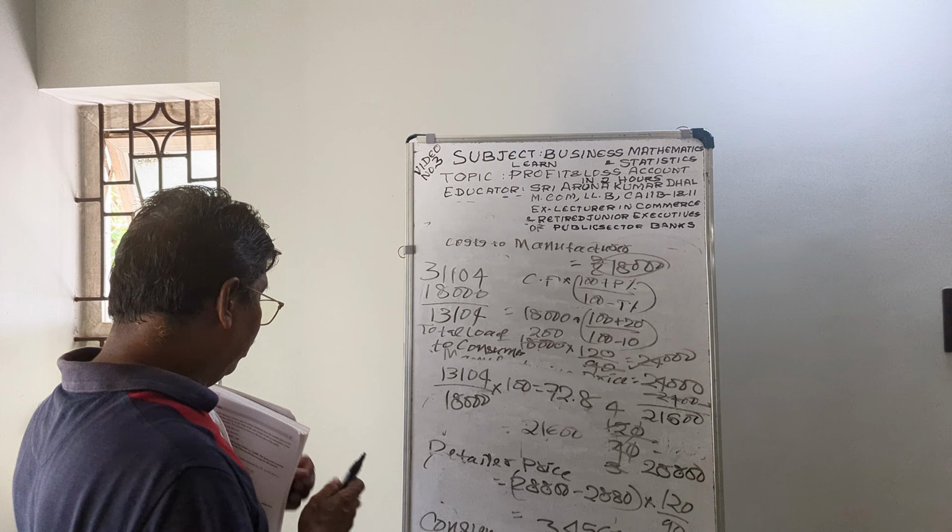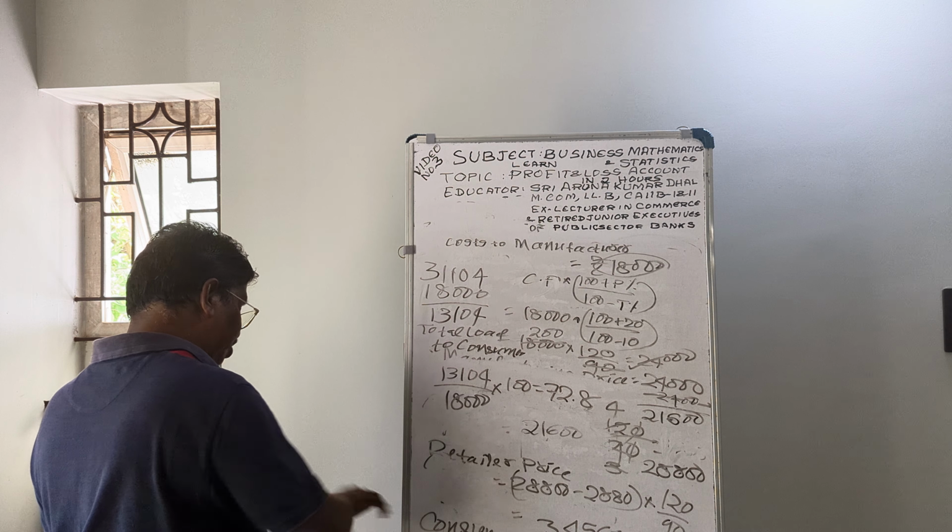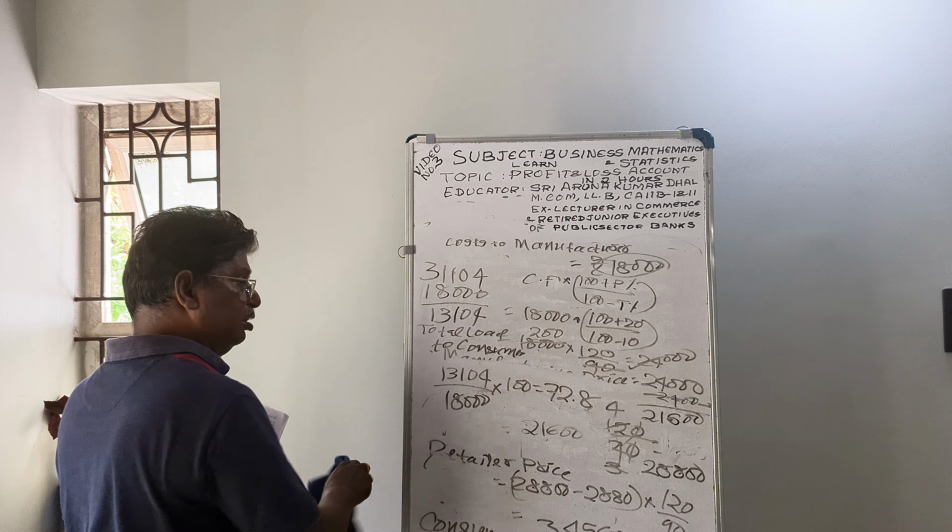Then finally we will discuss discounts. There are three types of discount. One is trade discount, another is cash discount, and the third one is bill discount. That we will discuss, and we will also solve problems relating to those discounts.